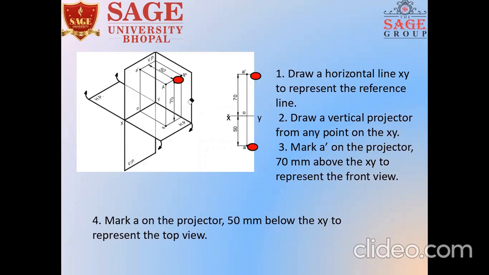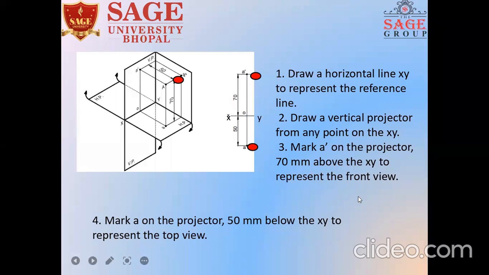In other words, draw a horizontal line XY to represent the reference line. Draw a vertical projector from any point on the XY. Mark A dash on the projector 70 mm above the XY to represent the front view. Mark A on the projector 50 mm below the XY line to represent the top view. And in the previous class we already discussed that the front view and top view are always drawn on the same vertical line.